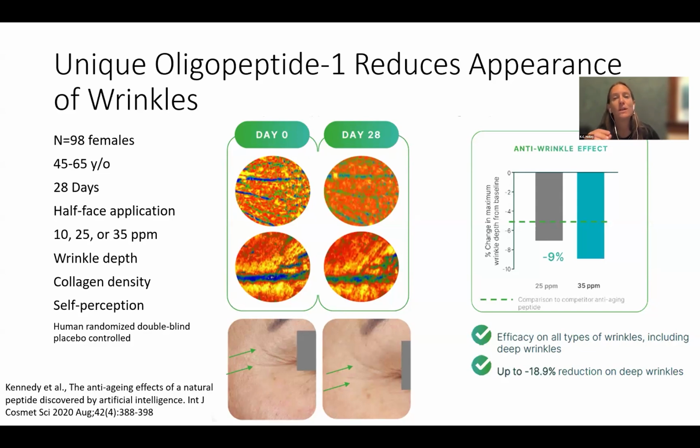So oligopeptide 1 can also reduce the appearance of wrinkles. So this is an in vivo study, right? It was on 98 females age 45 to 65. It lasted for just 4 weeks.